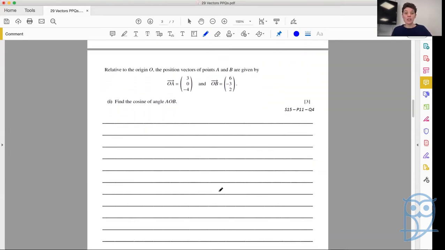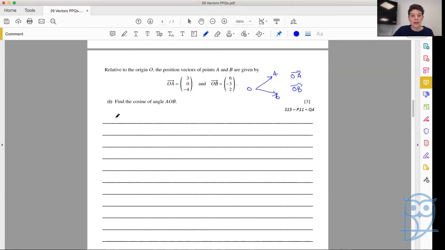Relative to the origin O, position vectors of points A and B are given by OA equals and OB equals. Find the cosine of angle AOB. So this time we're taking that angle all the way through. Same thing at the beginning. AOB. So there's our vectors, OA and OB. Wonderful, we've got them.